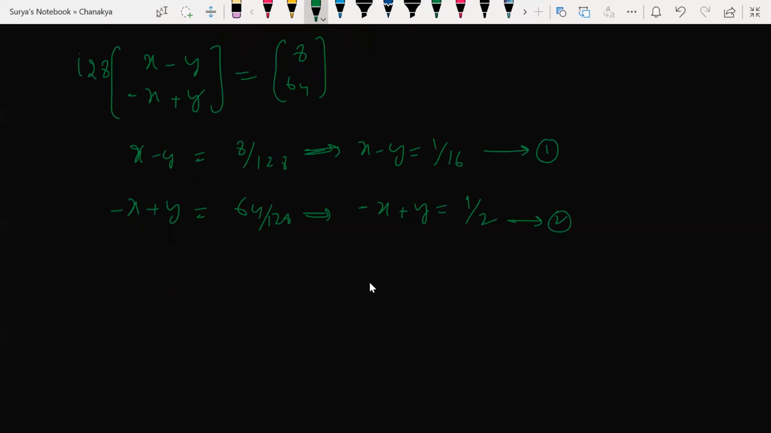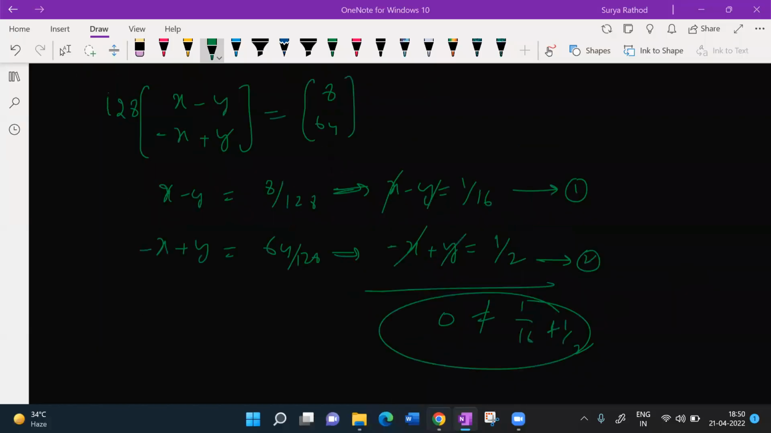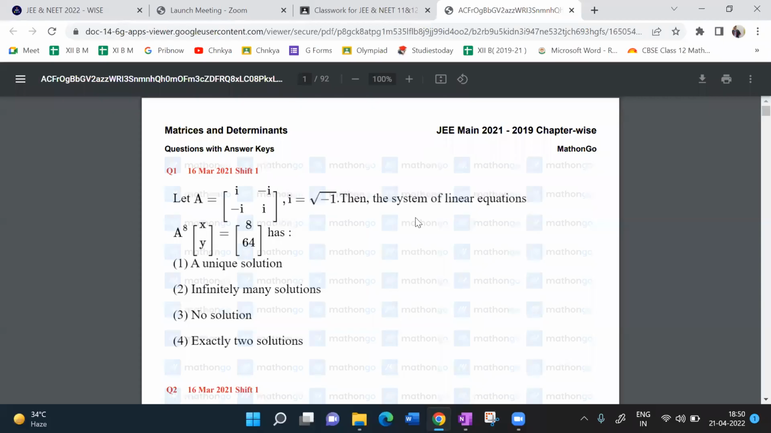Now let us consider equation number 1 and this equation 2. If I simplify this, the variables will get cancelled. 0 can't be equal to 1 by 16 plus 1 by 2, right? Is it clear? So 0 can't be equal to 1 by 16 plus 1 by 2 basically. Correct? This is quite impossible. So what is the option going to be?